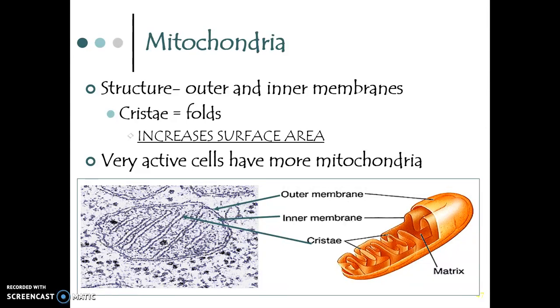Now, this is one place where cells can be different from one another. Your really active cells that need a lot of energy are going to have more mitochondria in them. So your muscle cells, which are always moving and need lots of energy to produce movement, are going to have a ton of mitochondria. Whereas your skin cells, which don't really do a lot of things that need energy, they don't do a lot of motion, they're just an outer layer of protection, you're not going to have a ton of mitochondria because they just don't need as many.